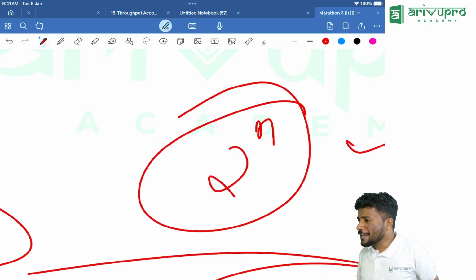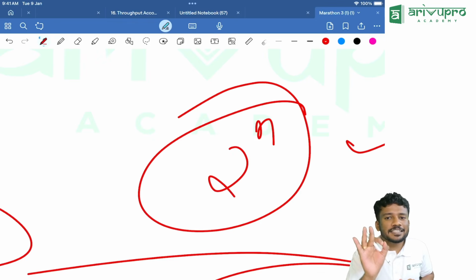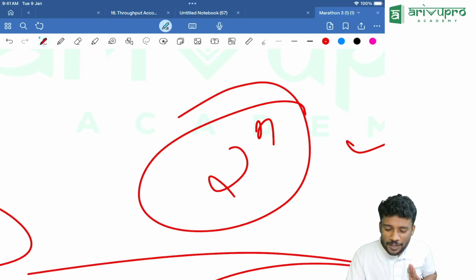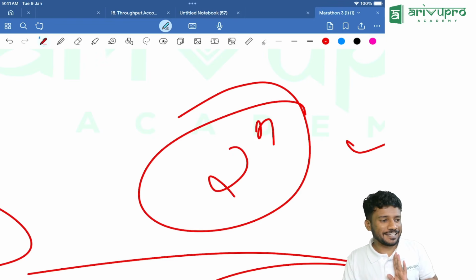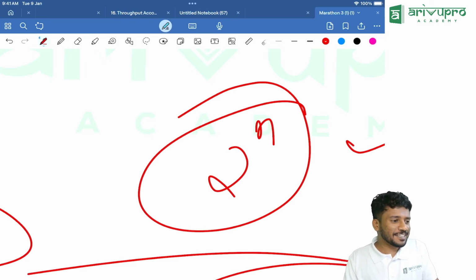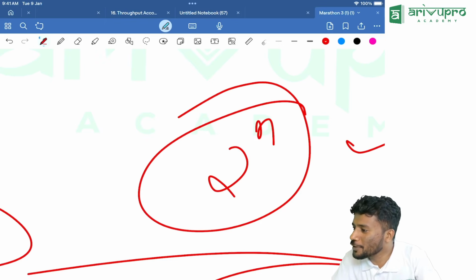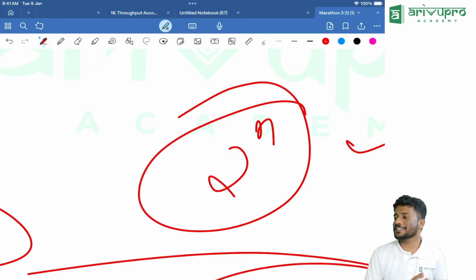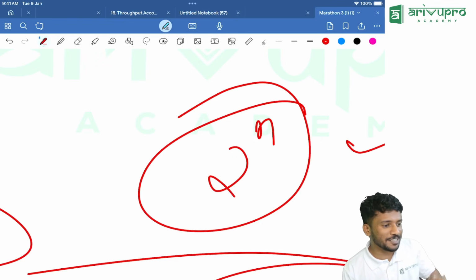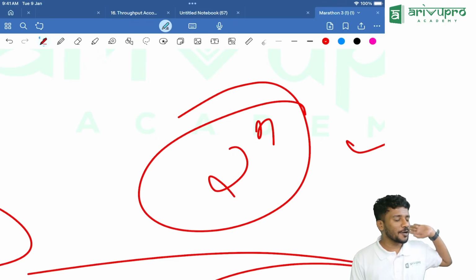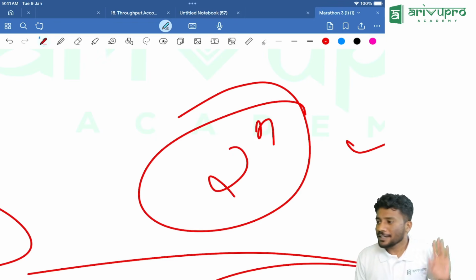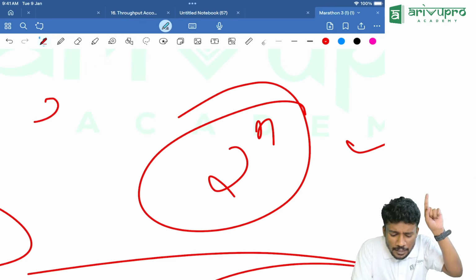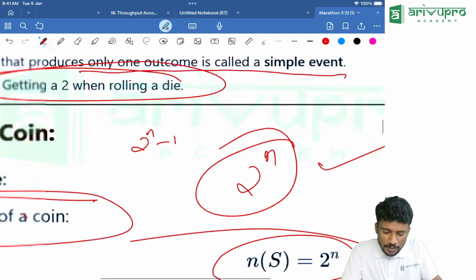What is the question? Number of ways of answering a question is what? 2 raised to n. Either you can answer or not answer. You chose to not answer. Yes, Nivedita, right answer. Number of ways of attempting a question when 2 options are there is 2 raised to n. Then at least one question, what was the formula there? 2 raised to n minus 1. Yes.